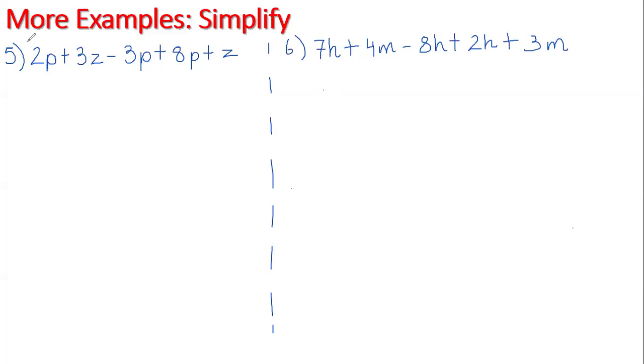So let's group the like terms. We have what? 2p. Negative 3p, right? Plus what else? Plus 8p. We write them down. So we have 2p, negative 3p, plus 8p. Good.